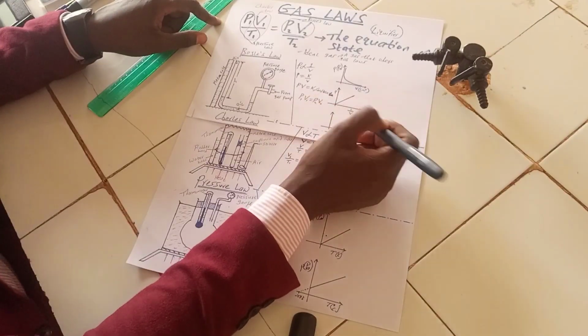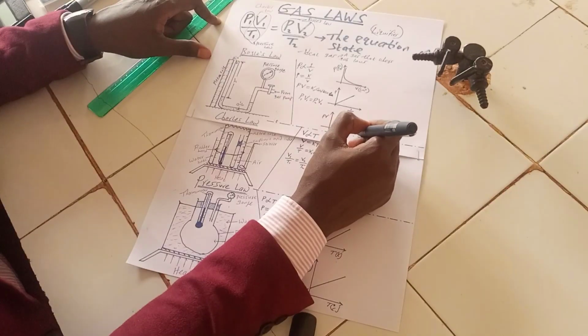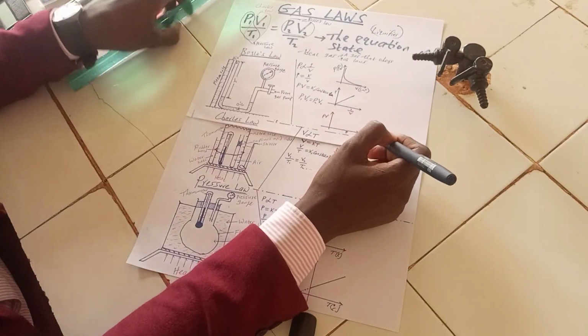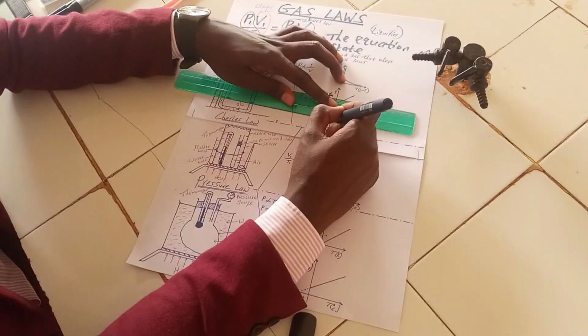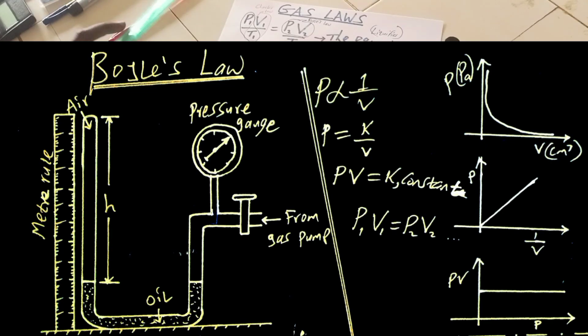Lastly, we have a graph of PV against P. That is pressure times volume against pressure. And this graph is a constant. So that's a graph which is horizontal, meaning there is no slope there.